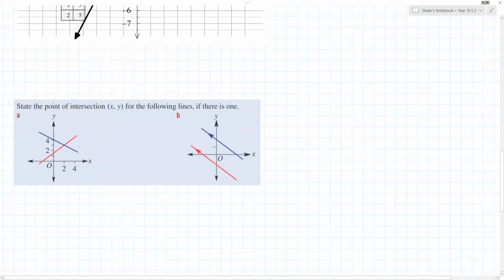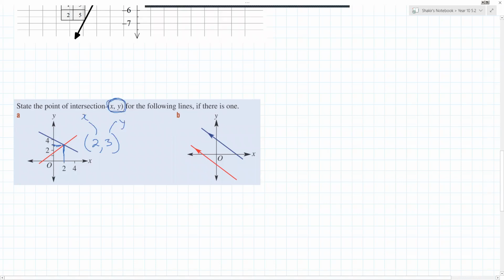Let's have a look at the types of questions you'll come across in this exercise. State the point of intersection for the following lines if there is one. Over here, where are they meeting? 1, 2, 3. So we can just draw a line up. Clearly the coordinate of the point of intersection is 2, comma, and then the y-axis is going to be 3. As always, that is x, and this is y, (x, y). The first number is on the x-axis, and that's clearly 2. The second number is related to the y-axis, and related to that meeting place is obviously 3. So (2, 3) is the point of intersection.